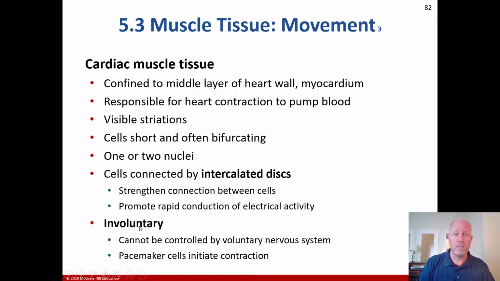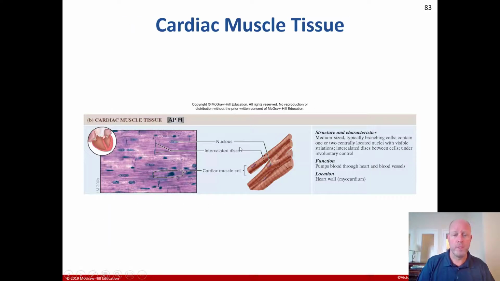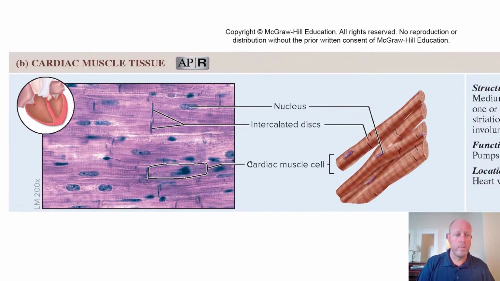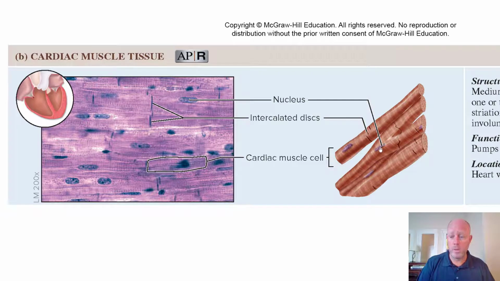It's involuntary. As much as we might be able to control our stress levels or something along those lines to have some effect upon the heart, we really can't make it go, right? It's involuntary. And the pacemaker cells initiate the contraction. So with the cardiac muscle tissue, we can see here the nucleus. Give you a picture there.